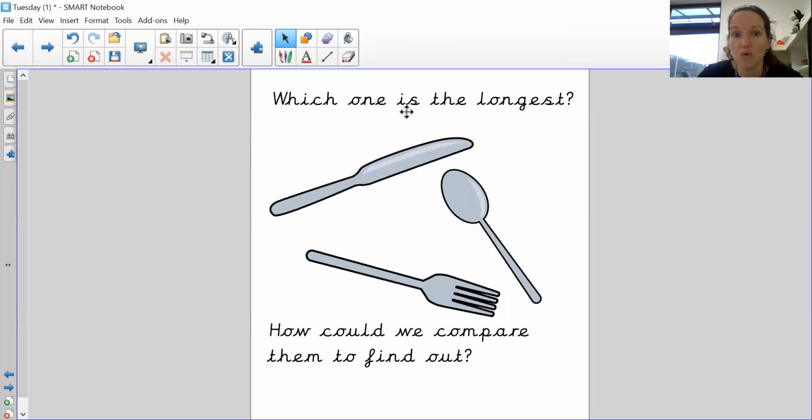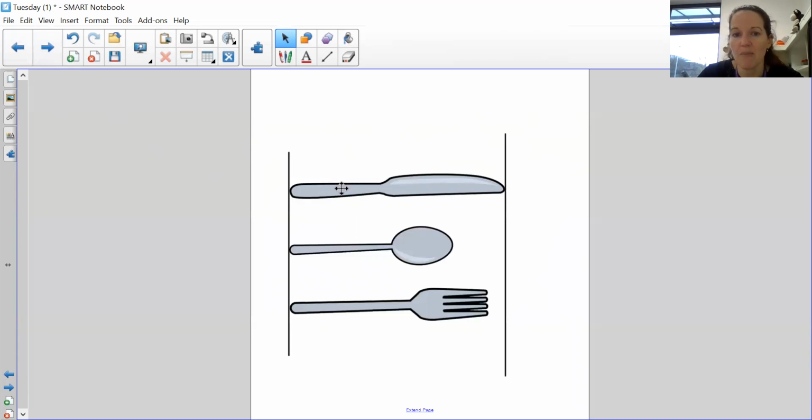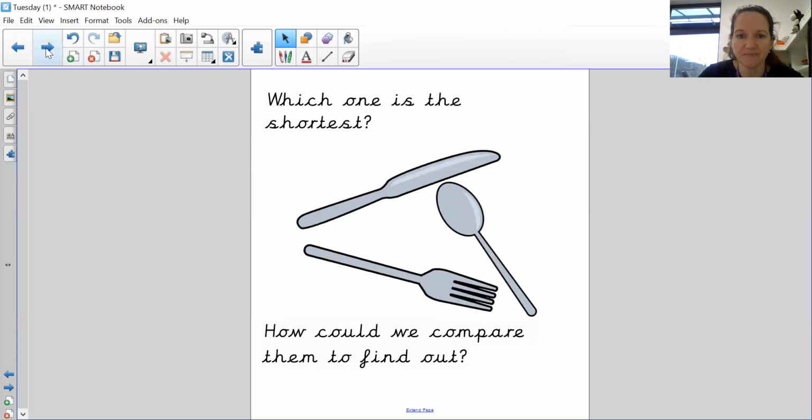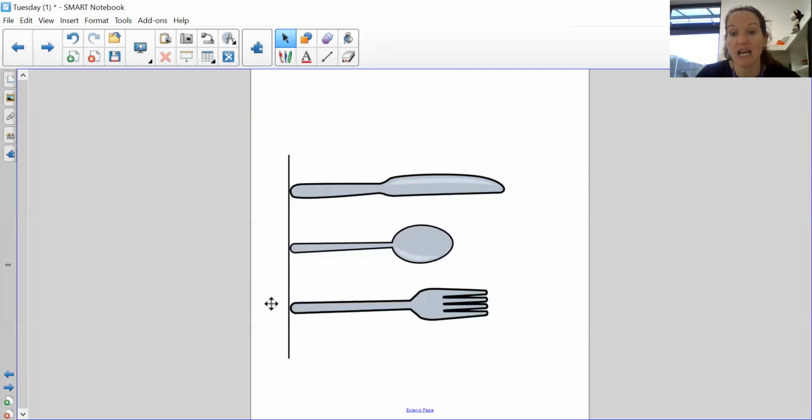So here, which one is the longest? My knife is the longest. Now, what about which one is the shortest? What's the shortest? How can we find out? What do we need to do? That's right. We need to line them up, have them all the same.